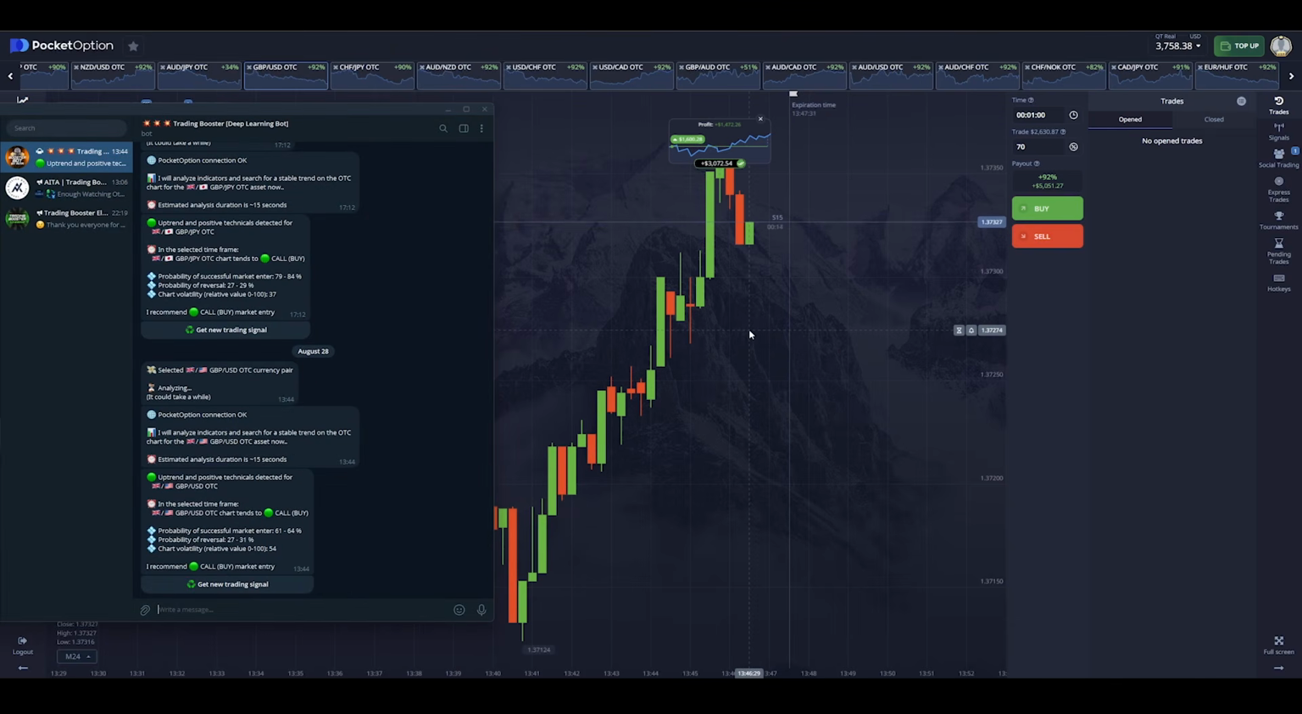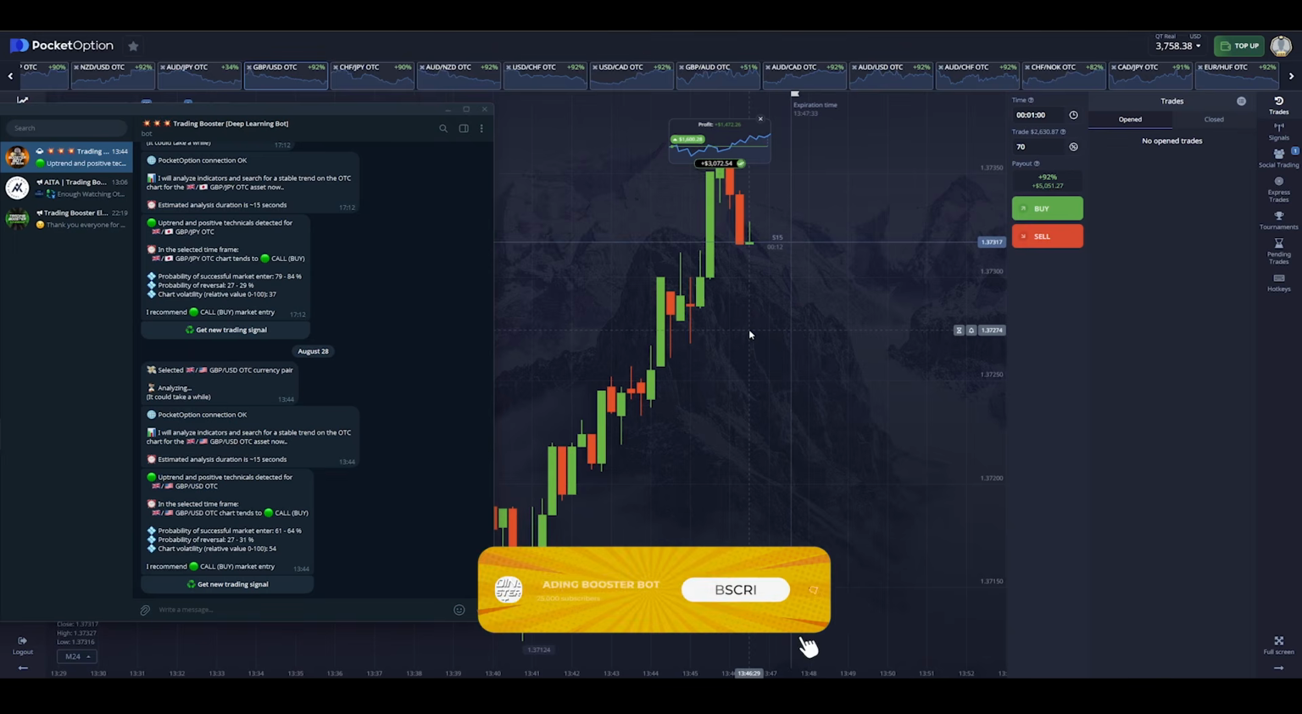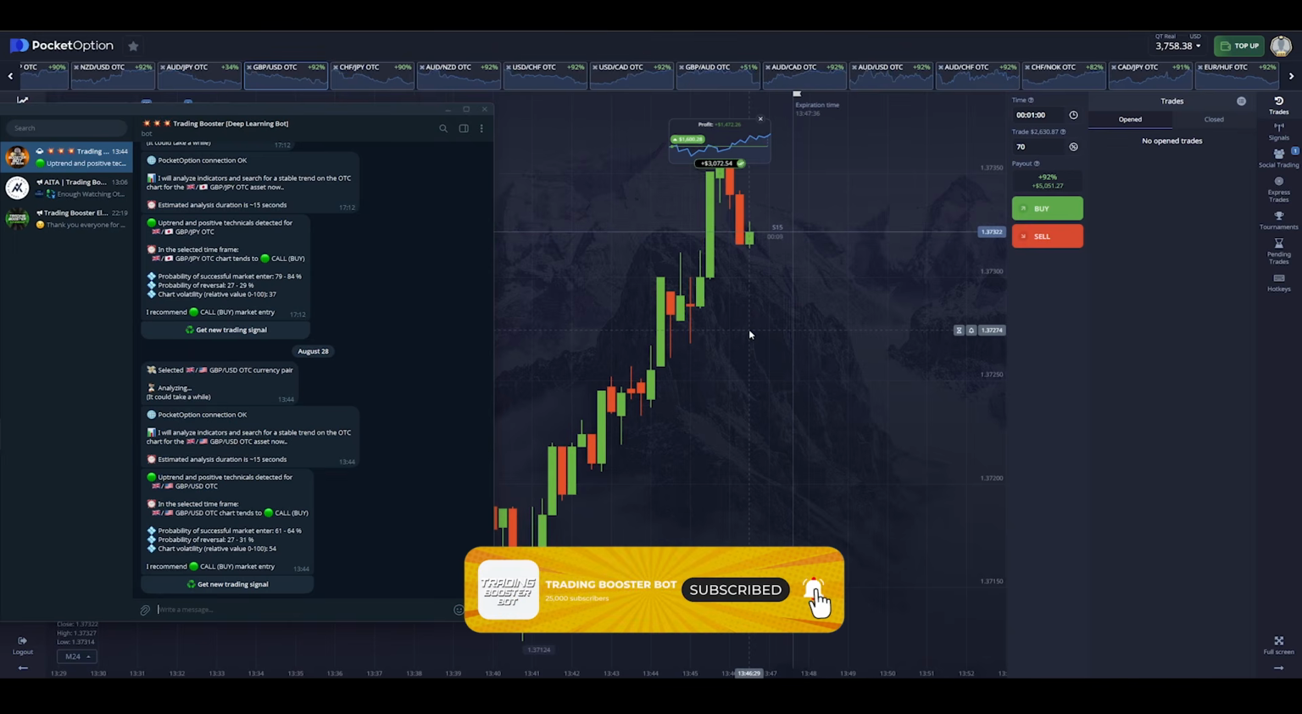As you can see, the bot works great on the OTC market, and it's really a good tool for making money on weekends or whenever the markets are closed.